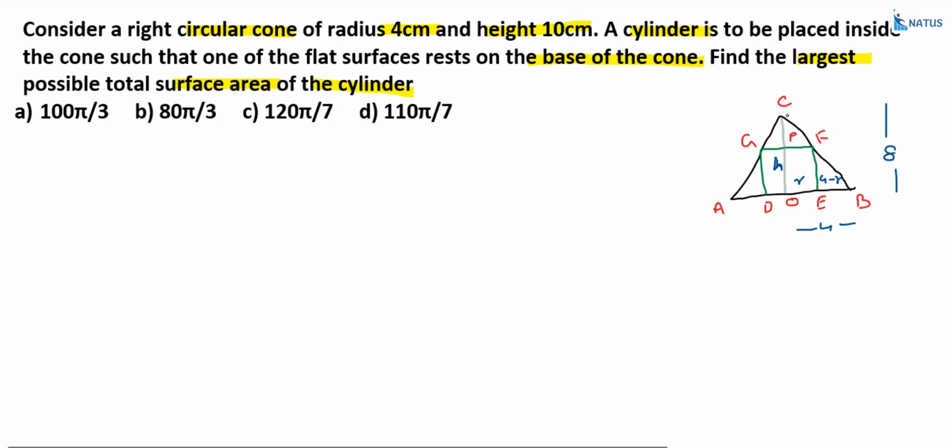And I just draw the one triangle. Let us consider that as a cone, and one rectangle as a cylinder. It is very easy to identify the answer, right? Now, what is the condition here? We require the maximum surface area of a cylinder. What is the surface area of the cylinder? Let us take A as the total surface area.